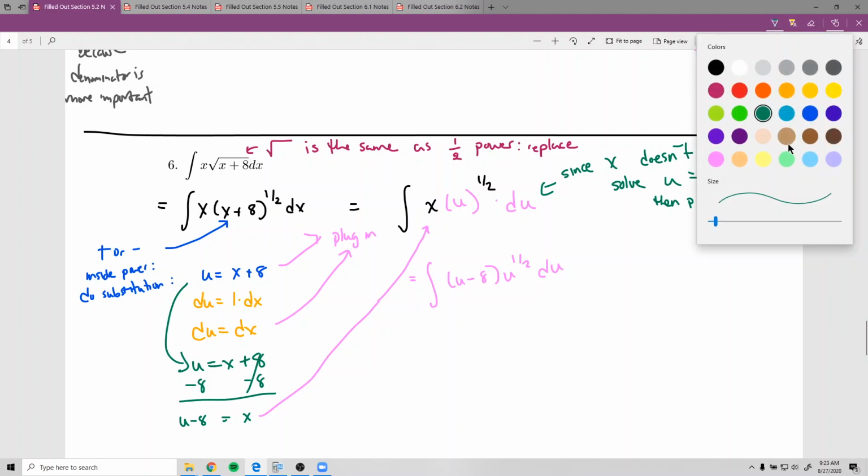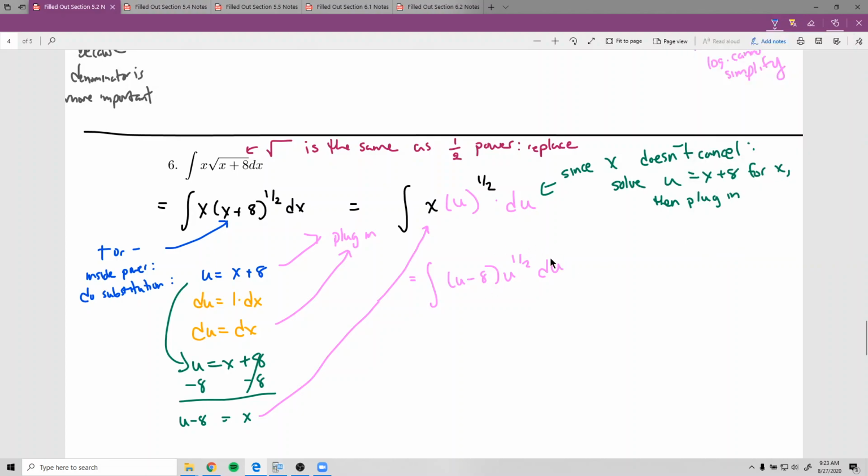Right. Now that we have only u's inside, we can go forth and integrate this. Now the first thing to do, because we have the multiplication, is to distribute the u to the 1/2 through. Because once again, we don't have a multiplication rule for integration. We've talked about that before. When we distribute the u to the 1/2 to the u, we add their powers.